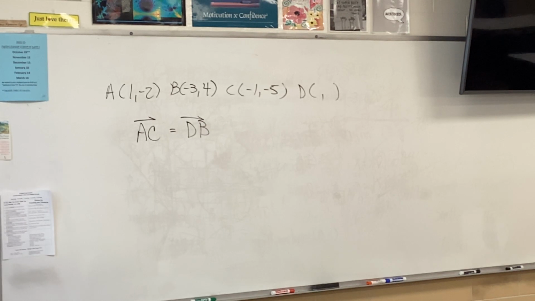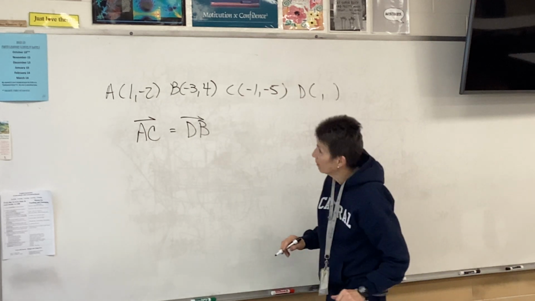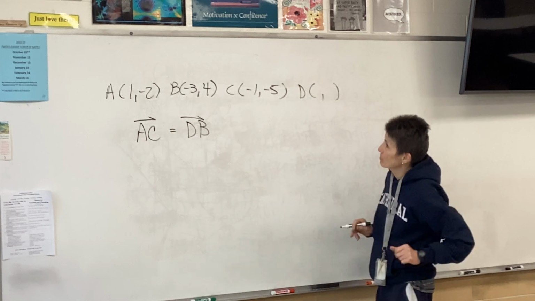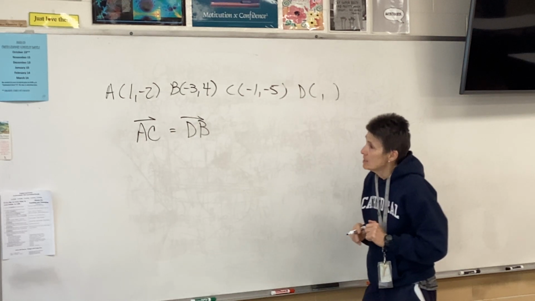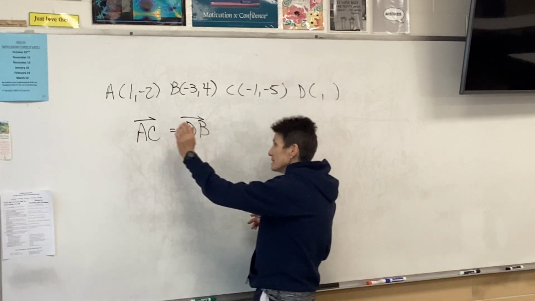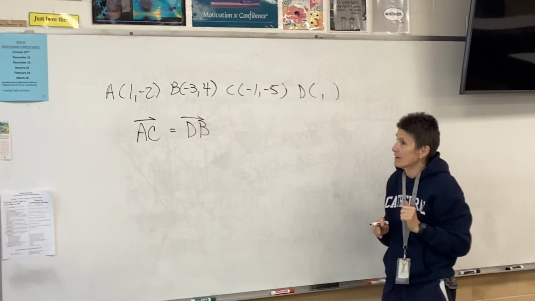All right, here we go. We're ready for 6.1, we're ready for problem number 12. And here it is, and here's our job. We want to find this random point D so that the coordinates of vector AC are the same as the coordinates of vector DB.